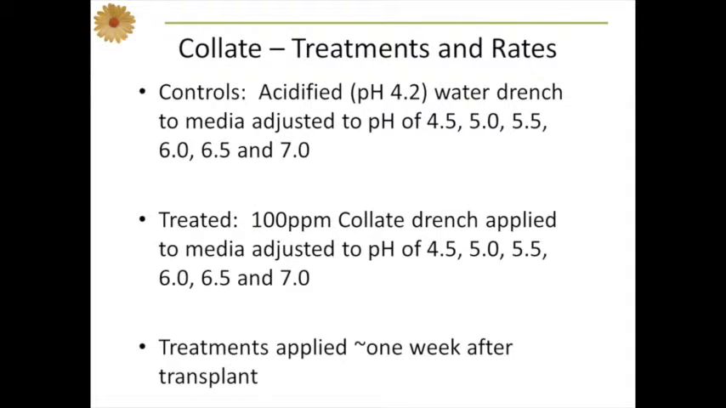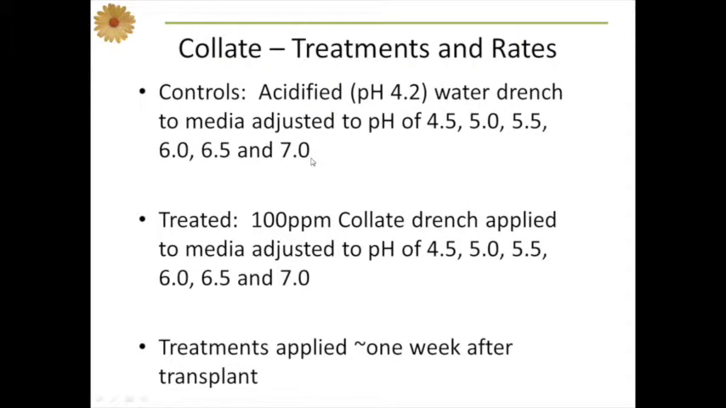As I said, we're interested in the liner dips and the drenches with Collate. So we started thinking about, well, what effect is the media pH going to have on the activity of the Collate or Ethifon in the media? So we did a study where we adjusted our pH of the media with lime from a range of 4.5 up to 7. And we applied Collate at 100 parts per million, which had a pH of 4.2.